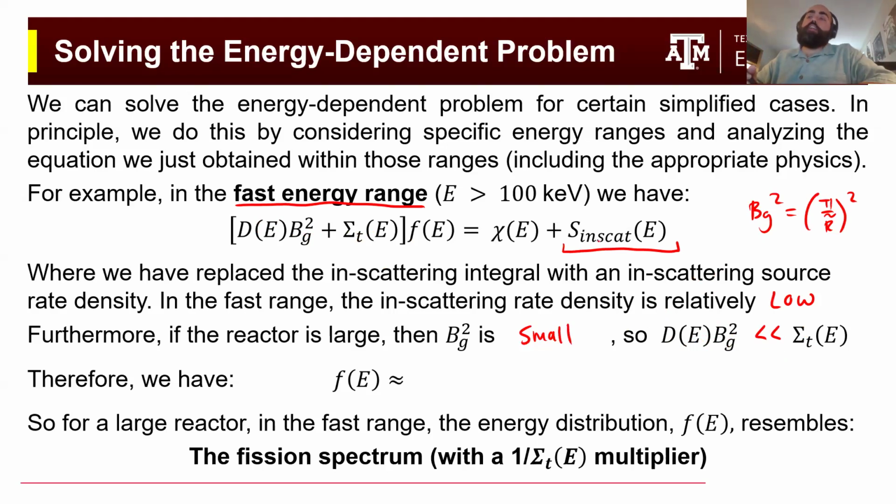And therefore, effectively, what we're arguing with these two assumptions is that this term, the n-scattering term, is going to go to 0, and this term is also going to go to 0. So that means that all we're left with is total cross-section times our energy distribution equals the fission spectrum. So if we move everything to one side, then our energy distribution looks like 1 over sigma T of E times that fission spectrum.